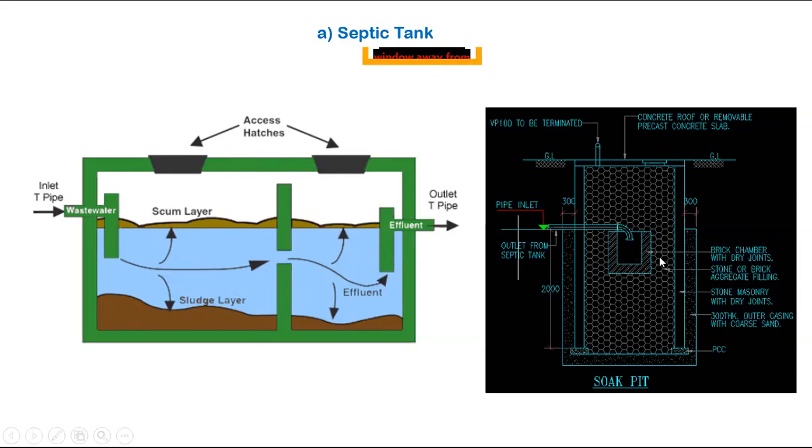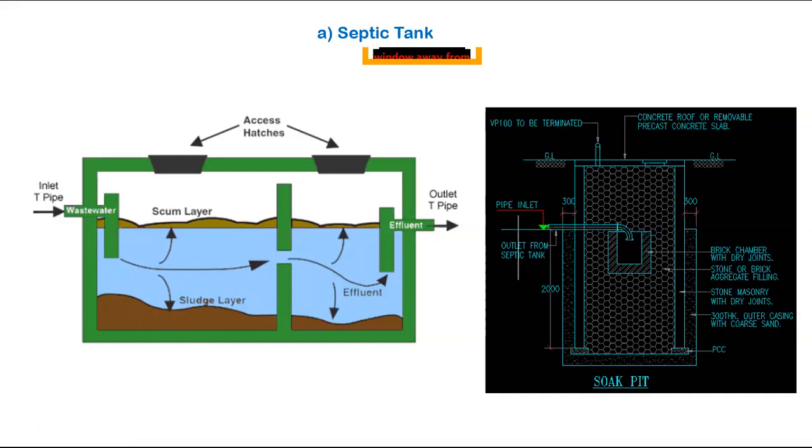The soak pit is only for the soaking purpose. After the sewage enters the septic tank, it will be digested. After digesting, the sludge layer will go down and the scum layer will go up. This is the concept of the septic tank. The clear water will go into the soak pit, and the soak pit will soak the water into the natural earth. That's all. This is called a septic tank and soak pit.